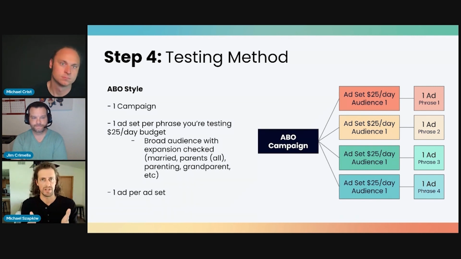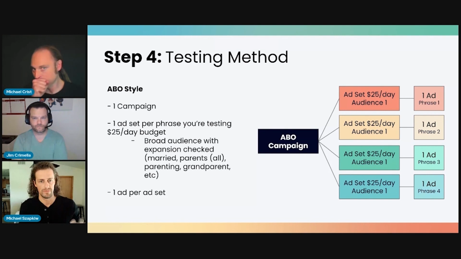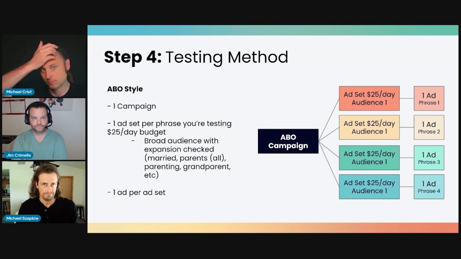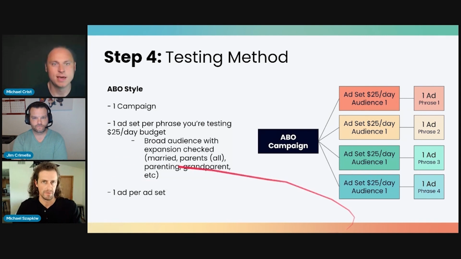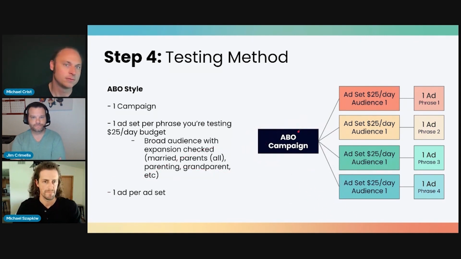CBO is campaign budget optimization. So it's just the difference of how the budget is allocated. That's the best way I can probably describe it. It's just where you set the budget. Without a better visual, I worry about confusing people more, but I'm going to try it anyway.